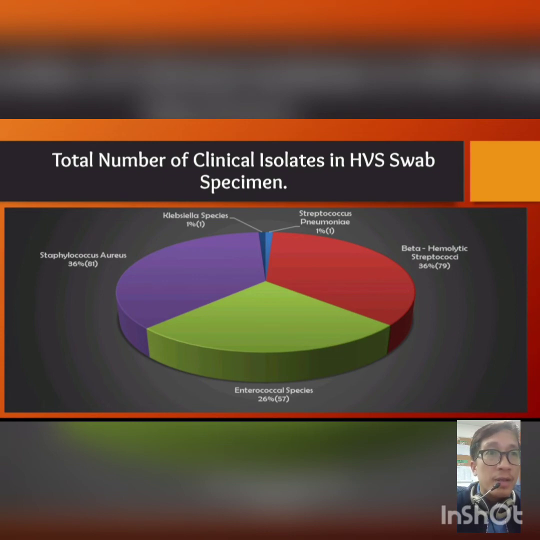Next we have beta hemolytic streptococci with 36%, or a total of 79 clinical isolates. And on the third, we have Enterococcal species with 26%, or a total of 57 clinical isolates. Then lastly, we have Klebsiella species and Streptococcus pneumoniae with 1% each.